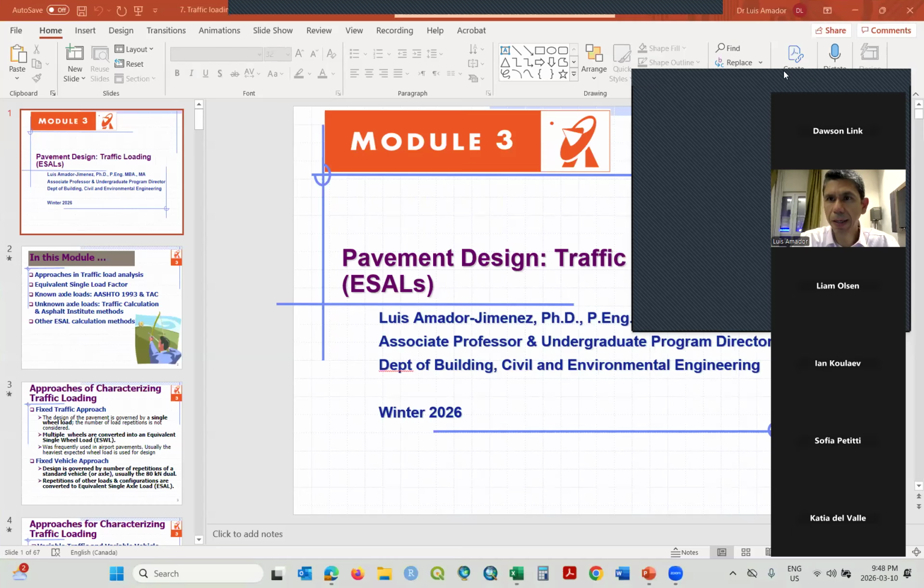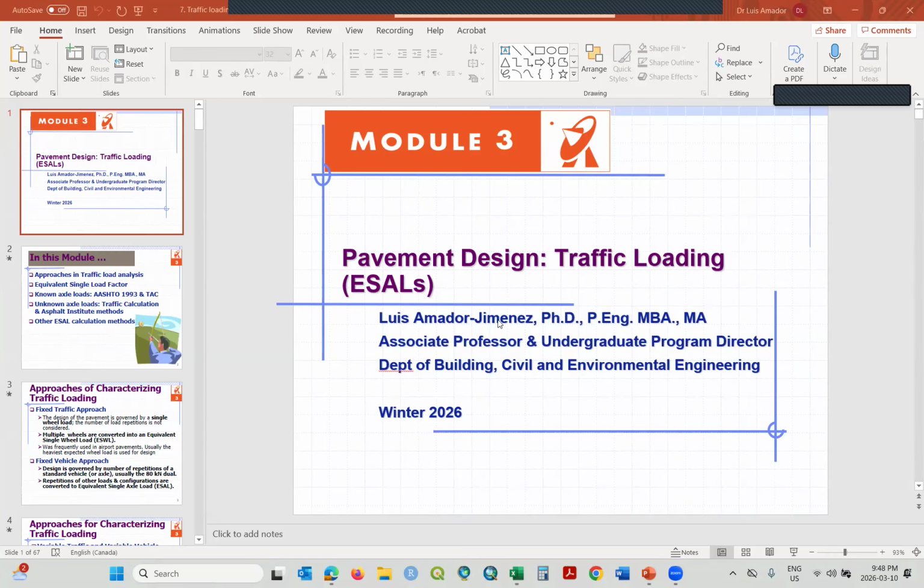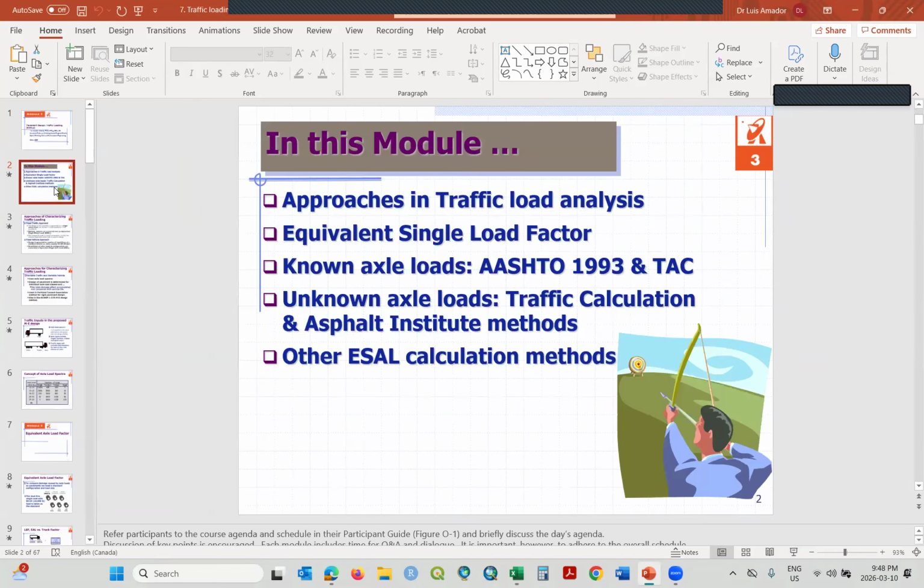Okay, so I guess we're gonna get started. This lecture is for pavement design, and this is the foundation of all pavement design methods. Basically, we'll follow the traffic loading approach. So we're gonna look into traffic loading analysis. Then we are gonna spend the majority of the time on equivalent single load factor, equivalent single axle load.